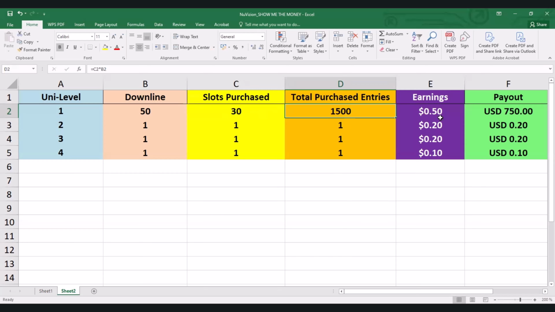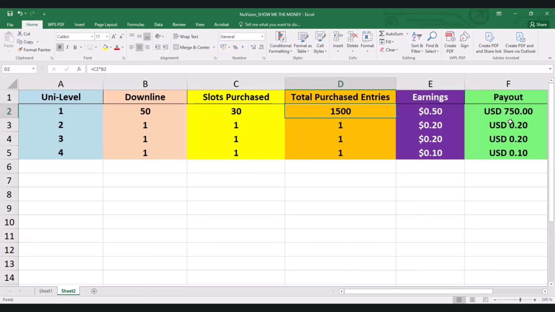1,500 multiplied by 50 cents, that is $750 paid out to Leader Sensible. So you get it now, guys. This is why engaging in active team building or growing a network or referring others into the NuVizion platform helps you along the way, earning more and also helping the community grow.